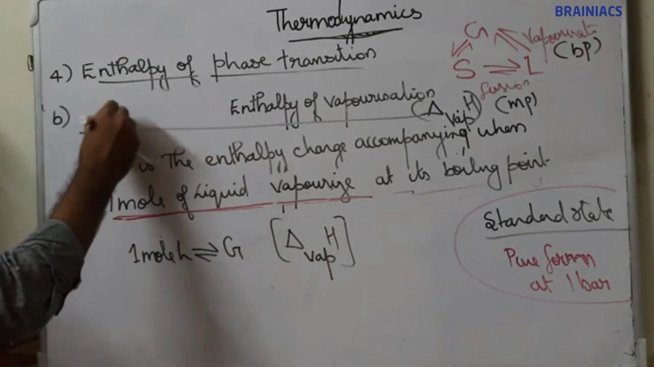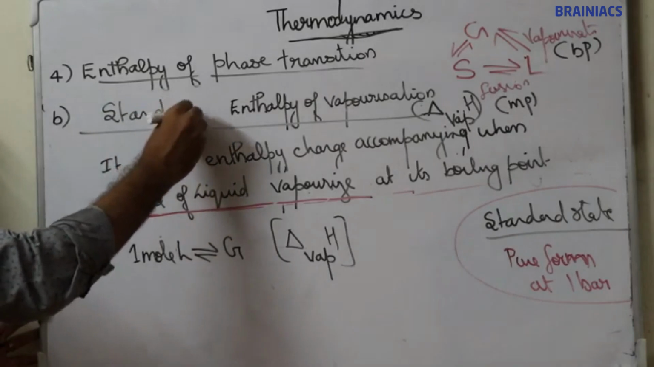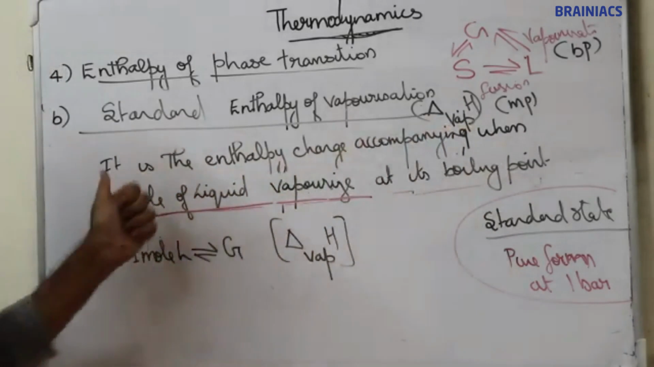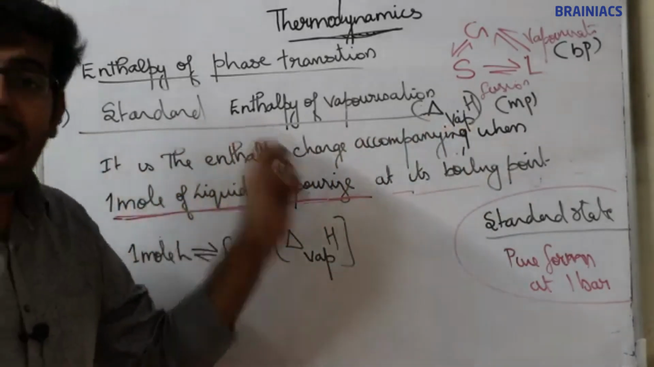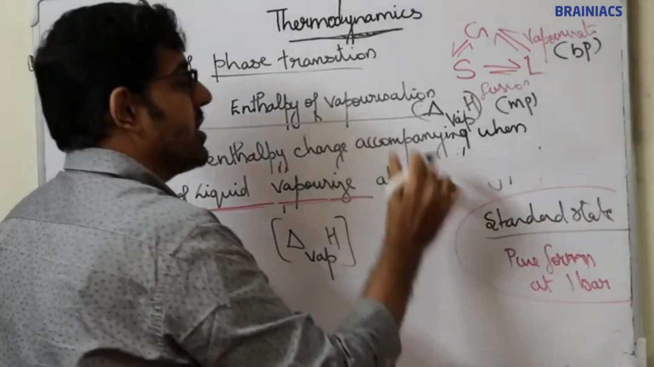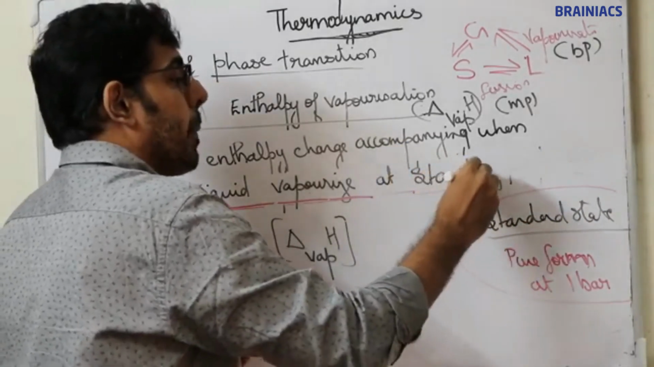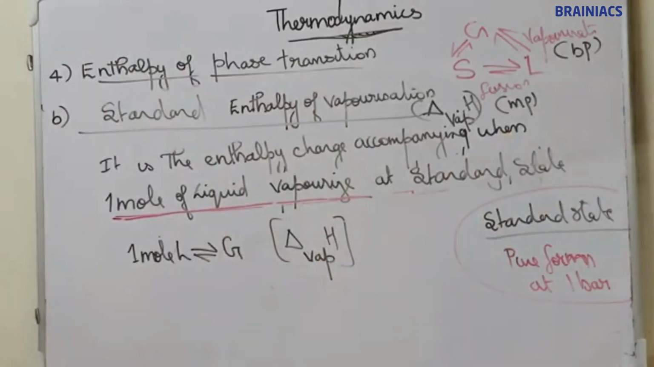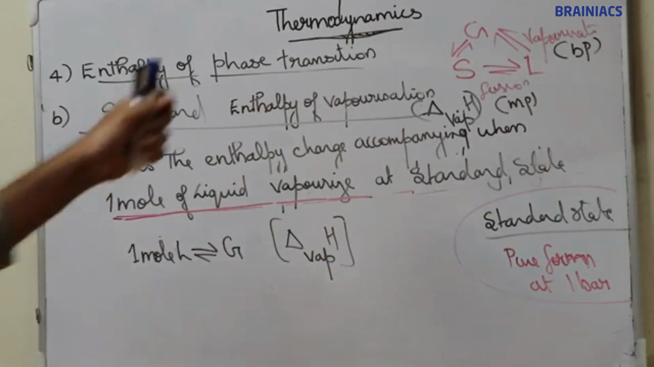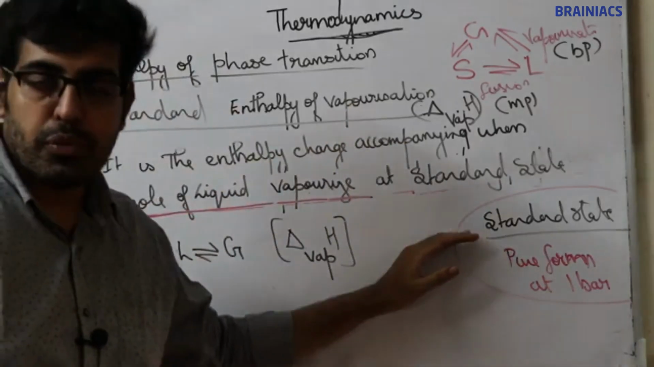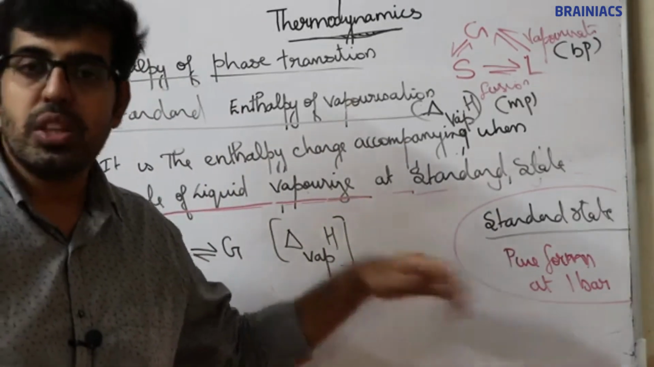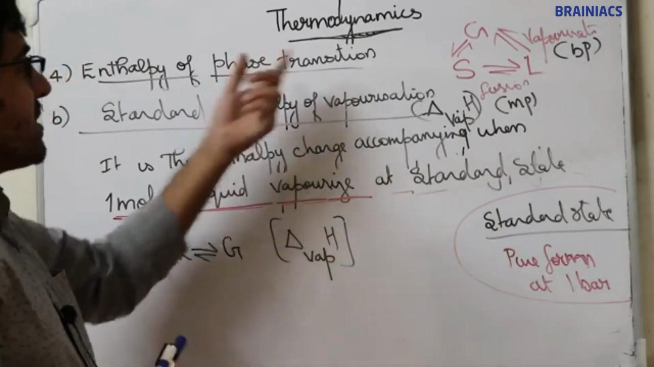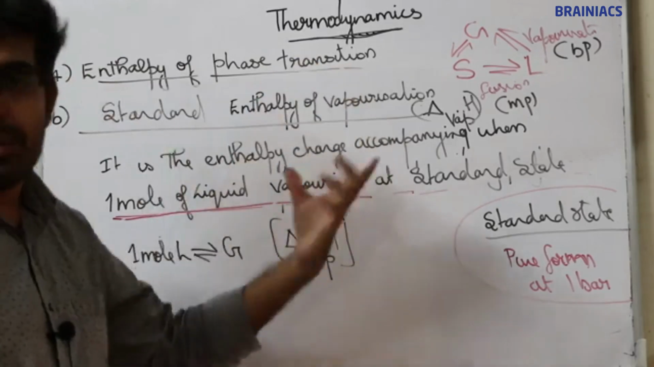Now, next one is standard enthalpy of vaporization. What is standard enthalpy of vaporization? It is the enthalpy change accompanying when 1 mole of liquid vaporizes at standard state. That is pure form of substance at 1 bar pressure at any specified temperature. I think it's clear.